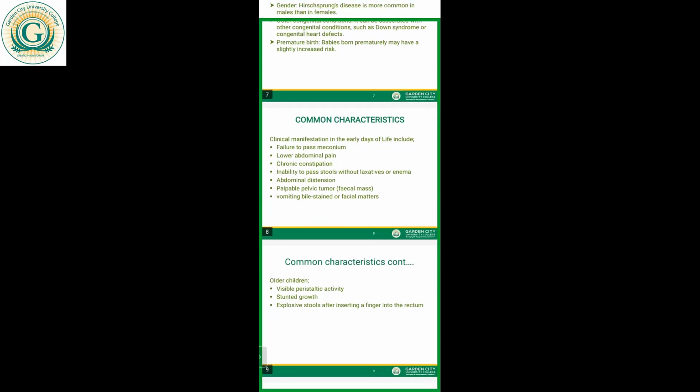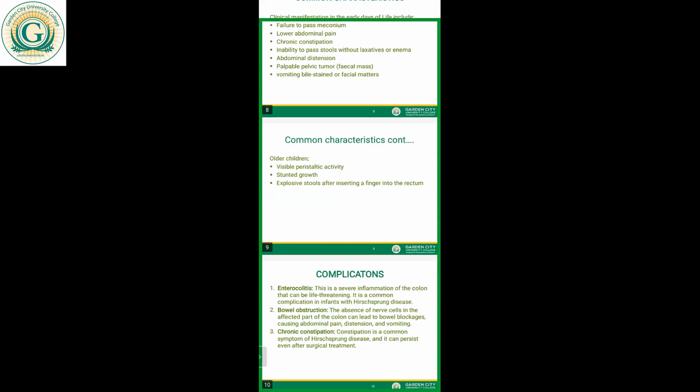And then in older children, there is visible peristaltic activity, stunted growth, and explosive stool after inserting a finger into the rectum.